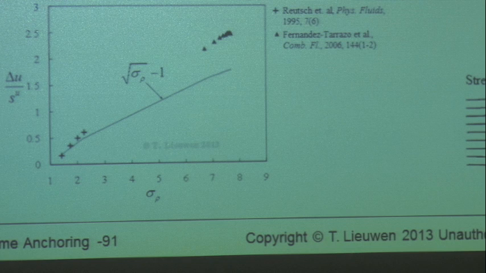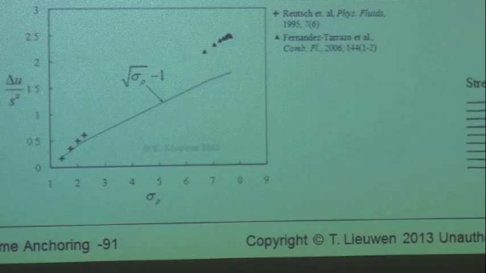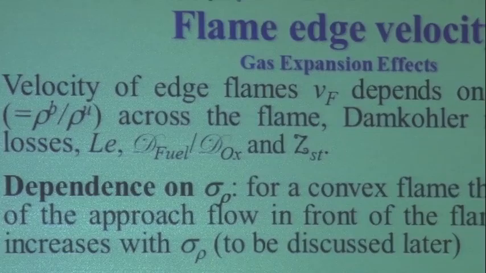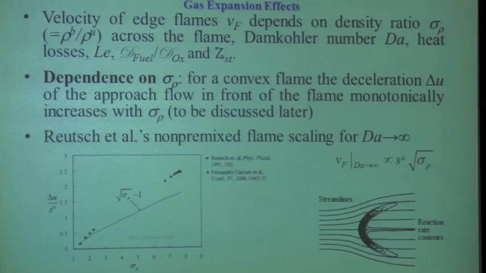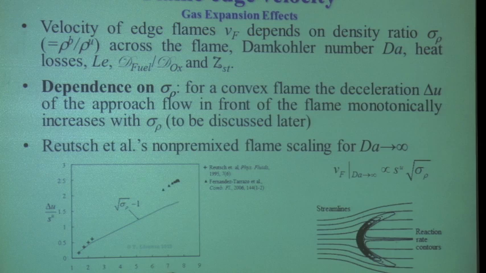So first I want to talk about gas expansion effects. The first gas expansion effect you can understand from what we talked about yesterday. If you remember, I specifically mentioned triple flames, and I showed you how when you had a curved non-isothermal front, that influenced the approach flow velocity and in fact caused the approach flow to decelerate. I said flames kind of part the waters in front of them, which is why flashback is such an issue, or why flames can trigger vortex breakdown.